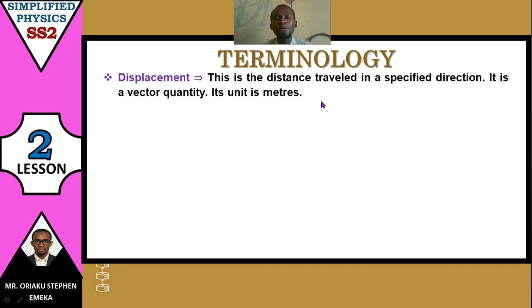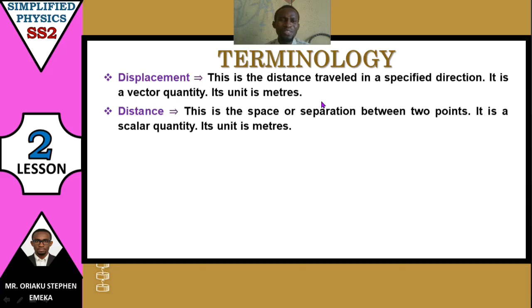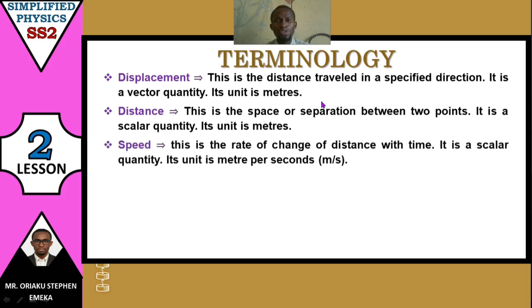So the first term is what? Displacement. What is displacement? Displacement is the distance traveled in a specified direction. So it is a vector quantity because it has a specified direction. Its unit is meters. So we talk about distance. Distance is the space or separation between any 2 points. It is a scalar quantity, meaning that it has only magnitude but no direction. It's also measured in meters.